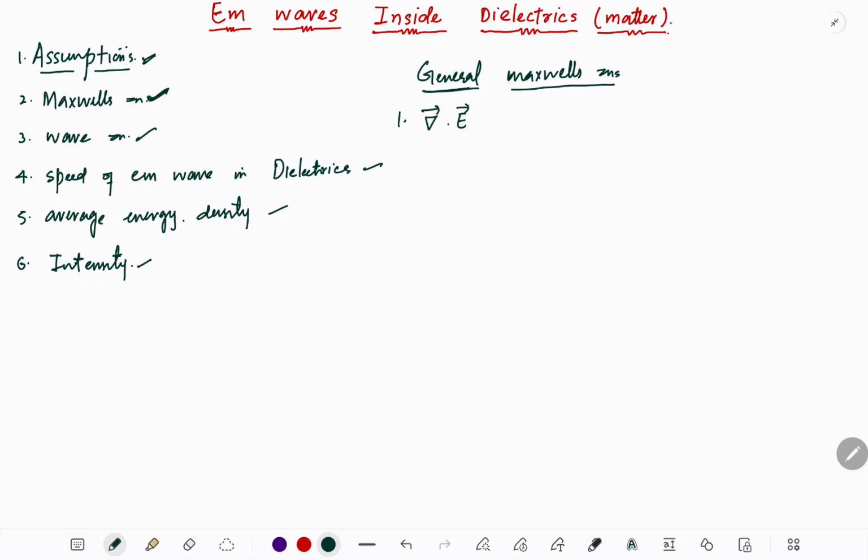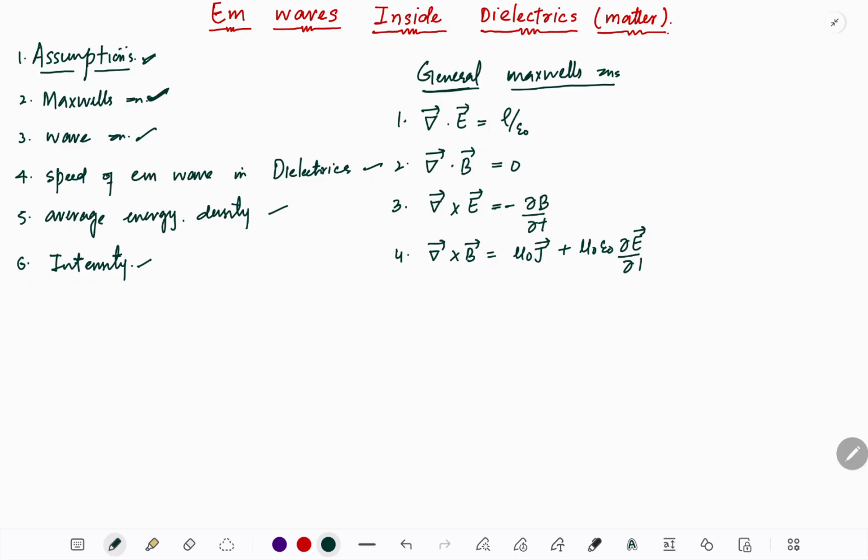I hope that every one of you knows del dot of E is rho by epsilon 0. Then del dot of B equals 0. Then del cross of E is minus dou B by dou t. Fourth is del cross of B is mu 0 J plus mu 0 epsilon 0 dou E by dou t. These are the general Maxwell's equations.